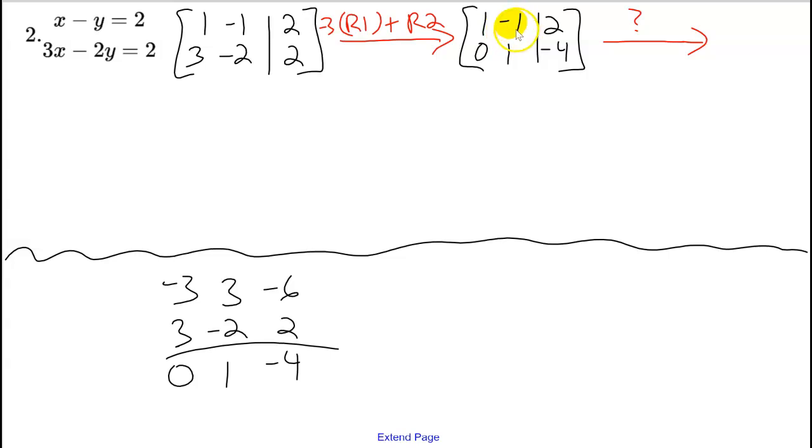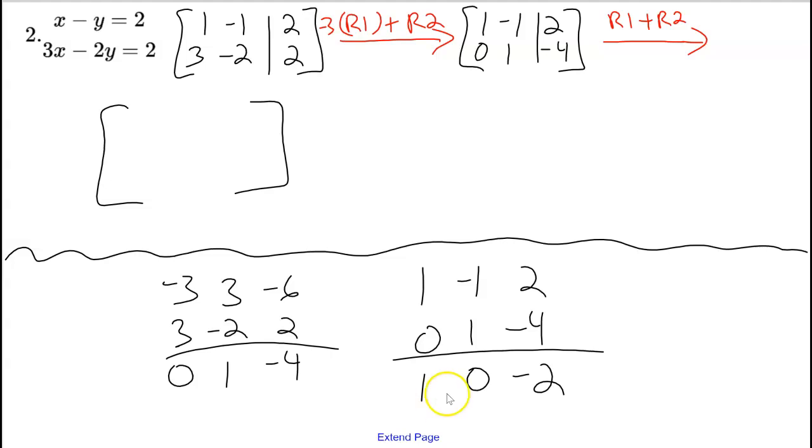Now I want to make this -1 become 0. So how do I do that? Row 1 plus row 2. I don't have to multiply. All I've got to do is add it because it's already -1. So we're just going to add it. So 1, -1, and 2, 0, 1, and -4. When I add it together, I get 1, 0, and -2. Now I can place this in the top row.